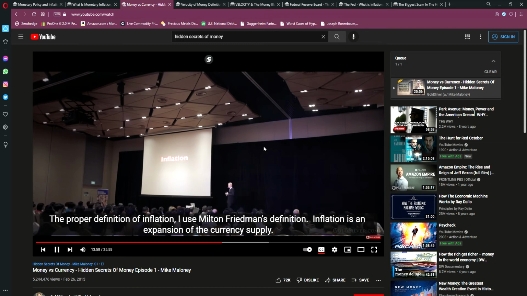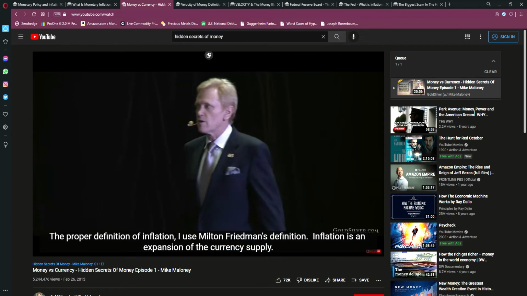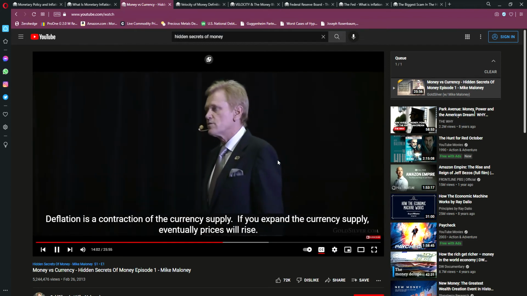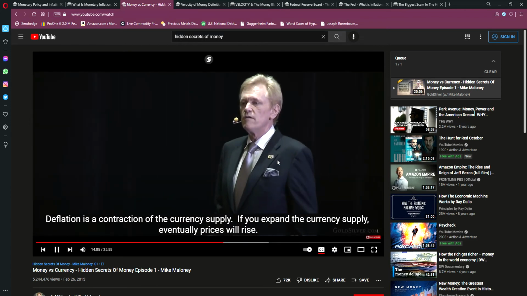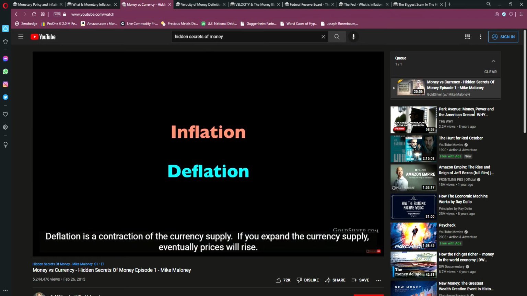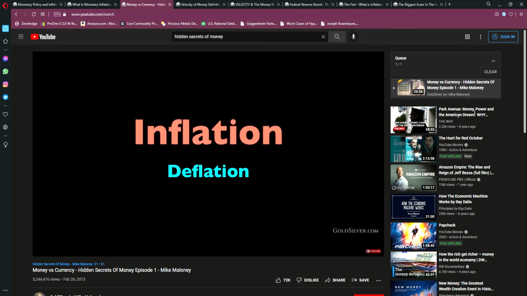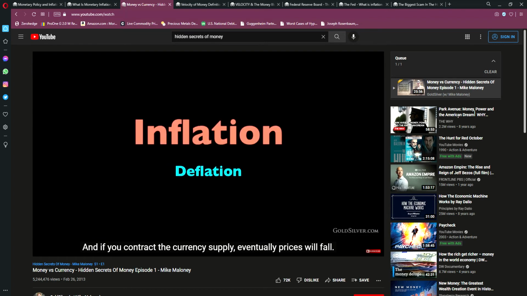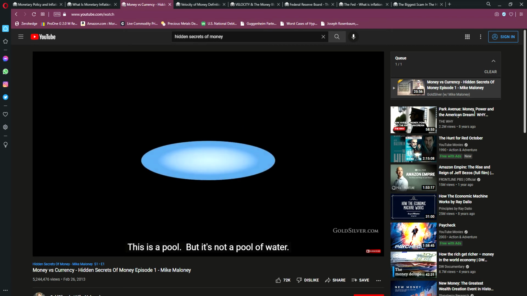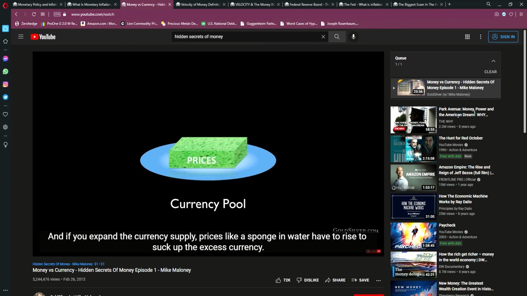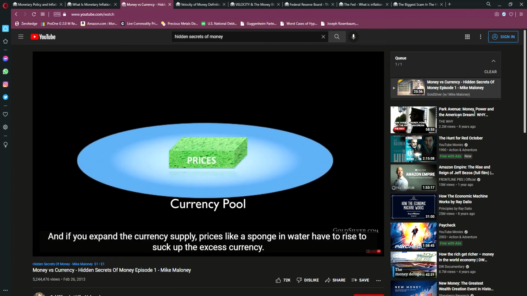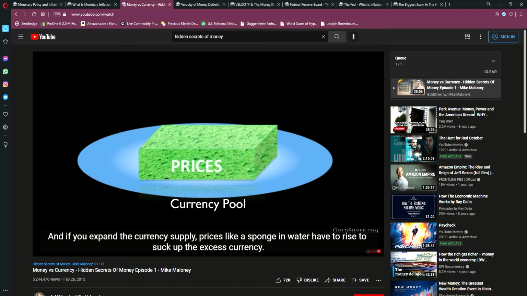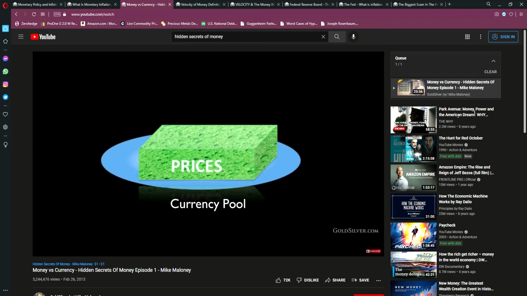Friedman's definition: inflation is an expansion of the currency supply. Deflation is a contraction of the currency supply. If you expand the currency supply, eventually prices will rise. And if you contract the currency supply, eventually prices will fall. This is a pool, but it's not a pool of water. This is the currency pool. And these are prices. And if you expand the currency supply, prices, like a sponge in water, have to rise to suck up the excess currency.